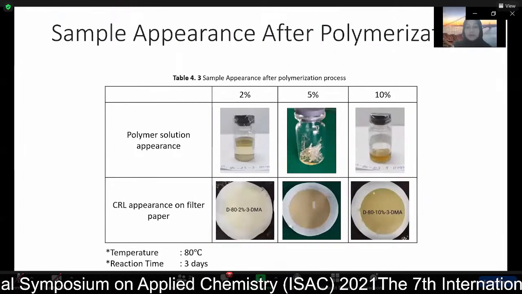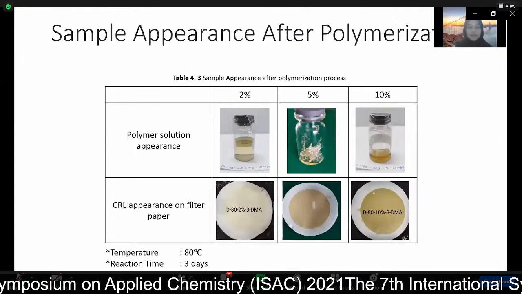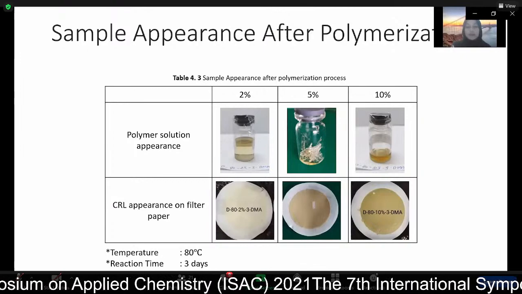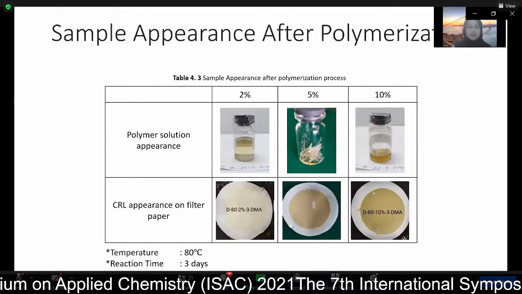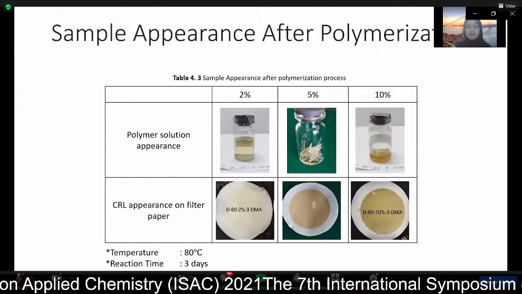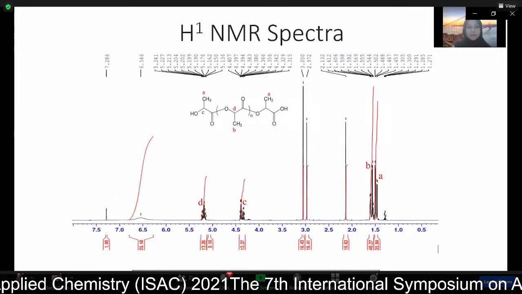And the more concentrated the catalyst ratio, the more intense the polymer solution color becomes. And when conducting the process, it was observed that the viscosity of the polymer solution increased, which indicates the molecular weight of PLA also increased.